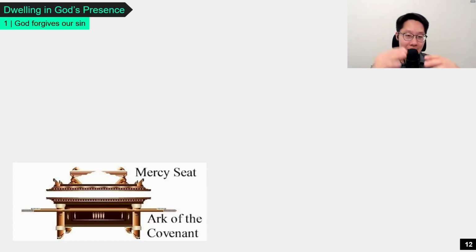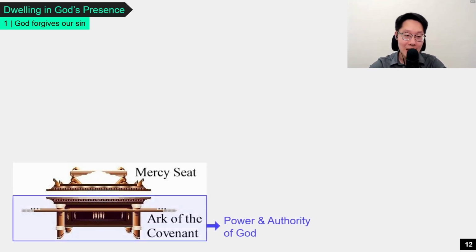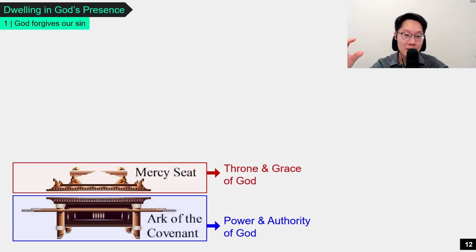So both the ark and the mercy seat actually have a very significant meaning. The ark represents the power and authority of God. And the covering of the ark, also known as the mercy seat, represents the throne and grace of God.